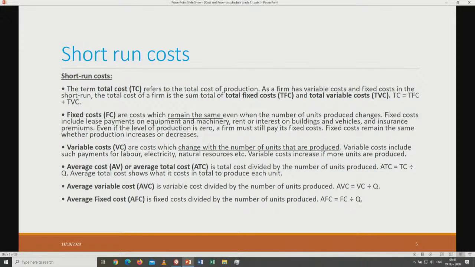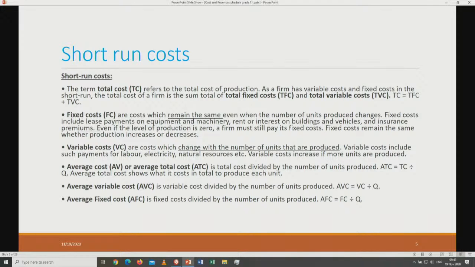And then these are the short run costs that are found in any business, right? Firstly, you have a combination, or a summed up figure, of all the costs in the business. We call that the total cost. We say it refers to the total cost of production of the business.